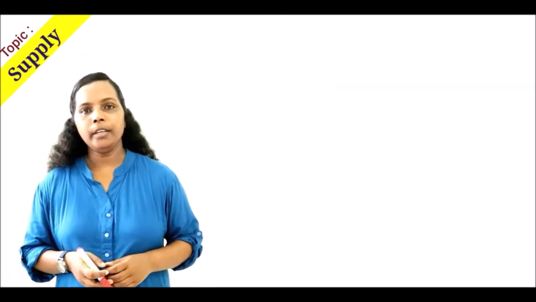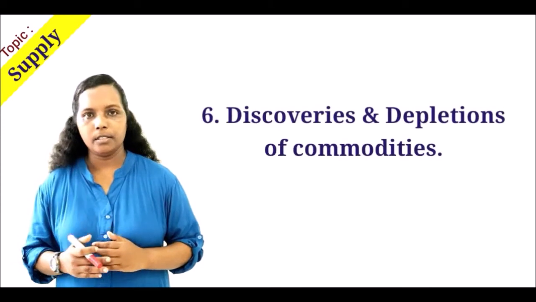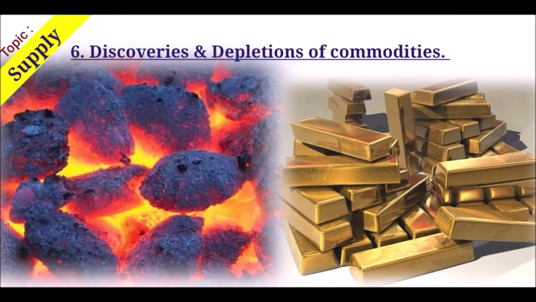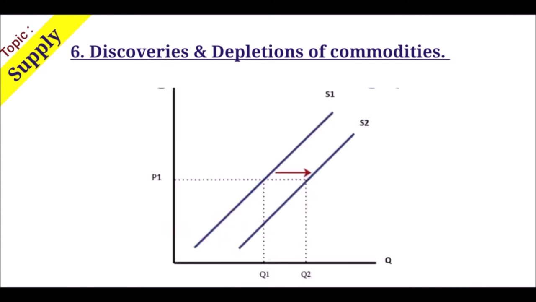The next point is discoveries and depletion of commodities. The supply of some commodities such as coal, gold and oil is affected by discoveries of new sources. So if new sources of these commodities are discovered, supply is likely to increase and may cause the supply curve to shift to the right.